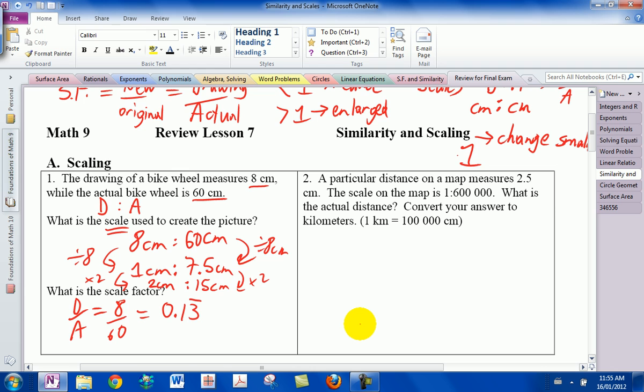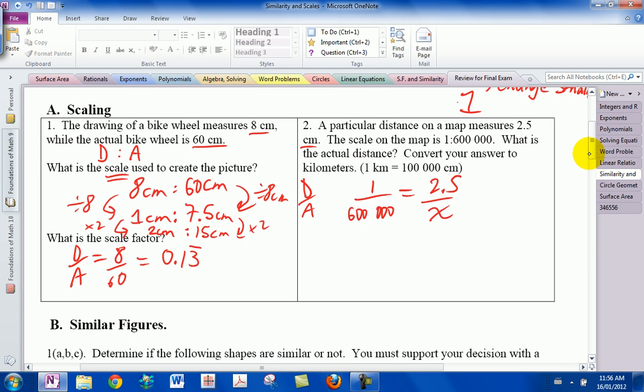Okay, next one. A particular distance on a map measures 2.5 centimeters. This is the scale. What's the actual distance? So we say 1 over 600,000 equals 2.5 over x. So again, you set it up as diagram over actual. Now you could convert that 600,000 to centimeters now, or you can do it later. It's up to you.